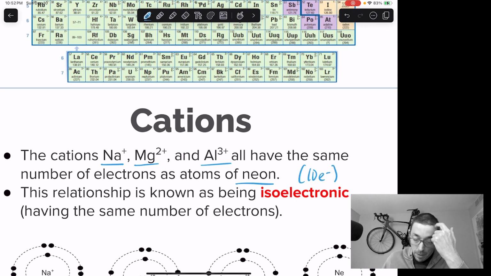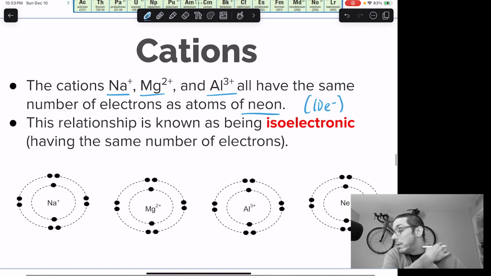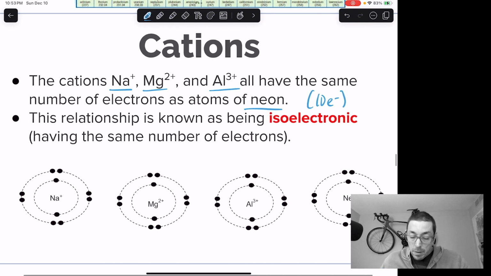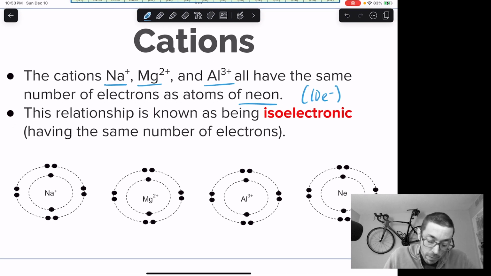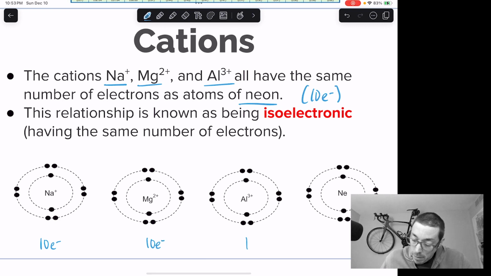You can count them up and double check if you want to, but they all have their first electron shell filled with 2 and their second electron shell filled with 8, which means that they all have 10 electrons. And you can see they all have the same electron arrangement now too. First shell filled, second shell filled, and that's that.